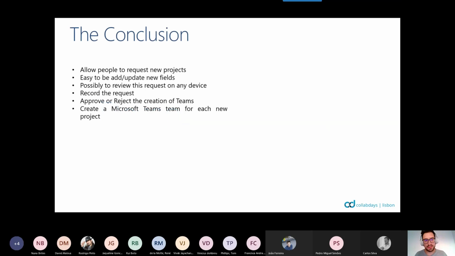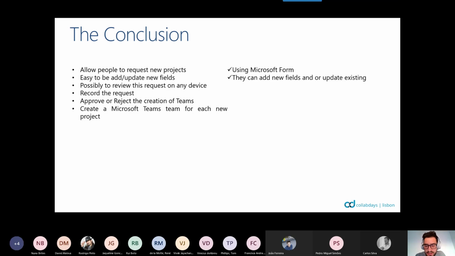So for the conclusions, these were the requests made by the organization: allow people to request new projects. They want to easily update and add new fields. They want the possibility to review these on any device. They want a record of the request. They want to approve or reject the creation of the teams, and they want to create a Microsoft Teams team for each new project. So for the first one, we are using Microsoft Forms that allow you to pretty much say that we have a new client or a new project.